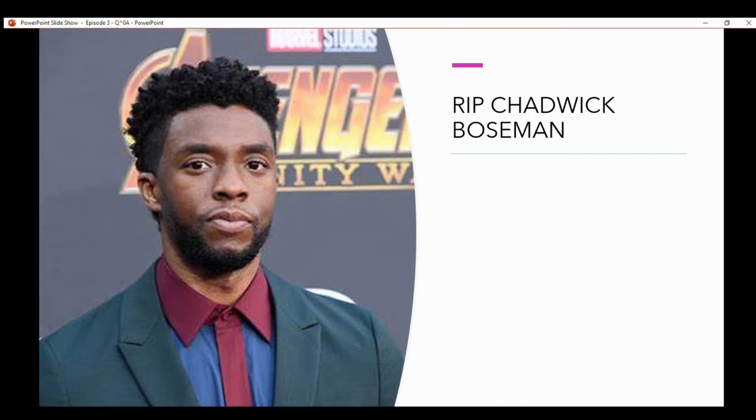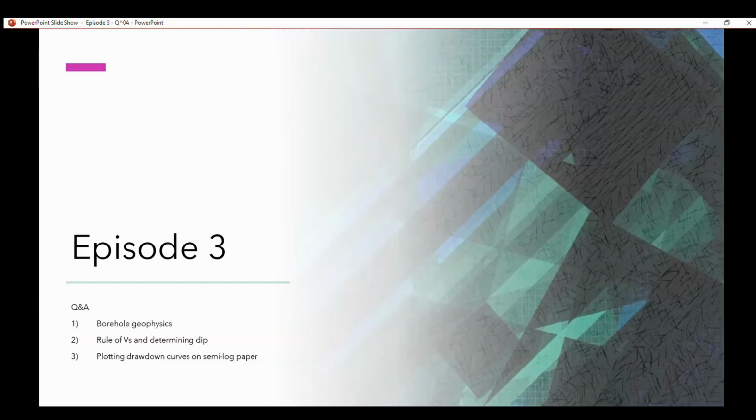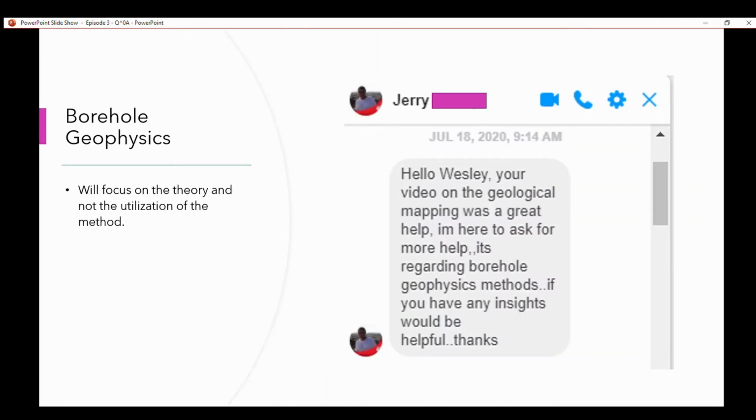All right. So we were asked three questions: one about borehole geophysics, two, about the role of V's in determining dip based off of those V's, and three, plotting drawdown curves on semi-log paper. Jerry asked us about the borehole geophysics, and we'll only focus on the theory and not the utilization of the method, because this would probably be best coming from someone in petroleum geophysics that actually does this type of work. I haven't done anything related to borehole.